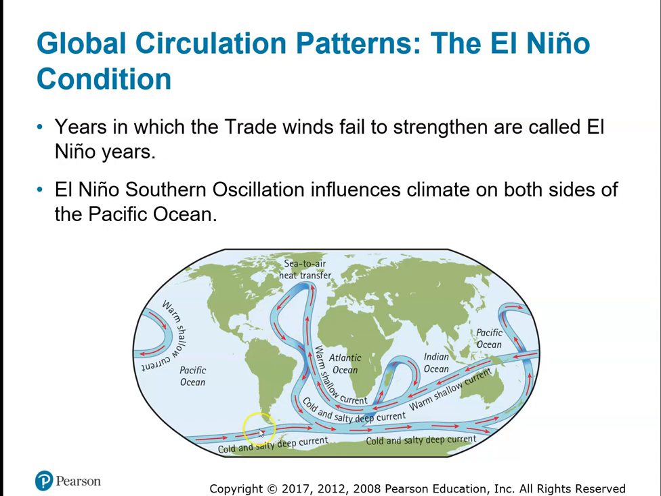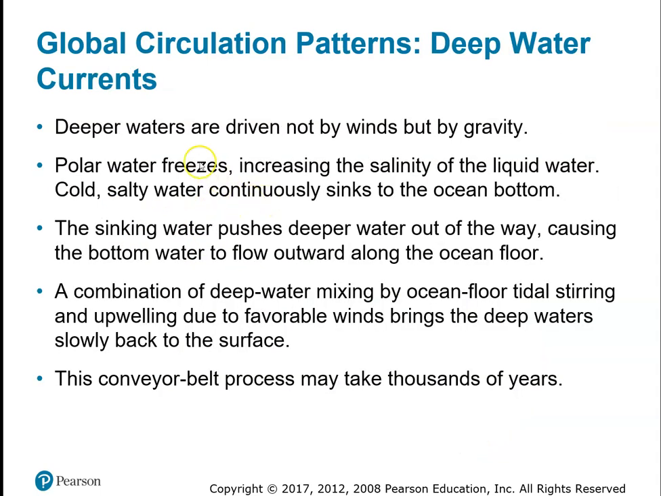All right, so one of the things that happens is in years when the trade winds are not as strong. Remember, the trade winds are between 0 and 30 degrees. Those years are called the El Nino years. In the El Nino years, it'll influence the climate in the Pacific Ocean, and it'll actually cause the climate to change across the country to some extent.